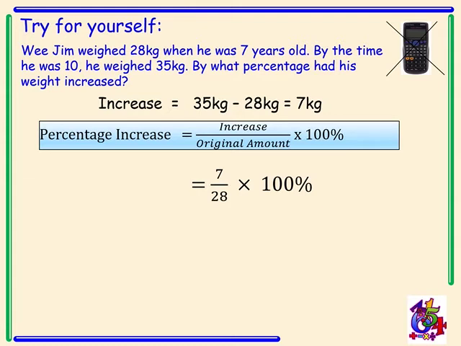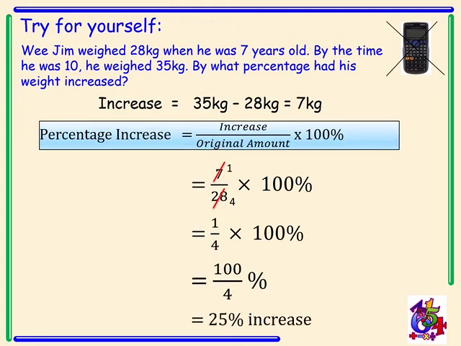Now because this is non-calculator, you'll need to cancel your fraction down. We can divide 7 into top and bottom, which will leave us with 1/4. So we have a quarter times 100, or a quarter of 100. We can multiply the 100 in first, which would give us 100/4. And 100 divided by 4 is 25% increase in wee Jim's weight.